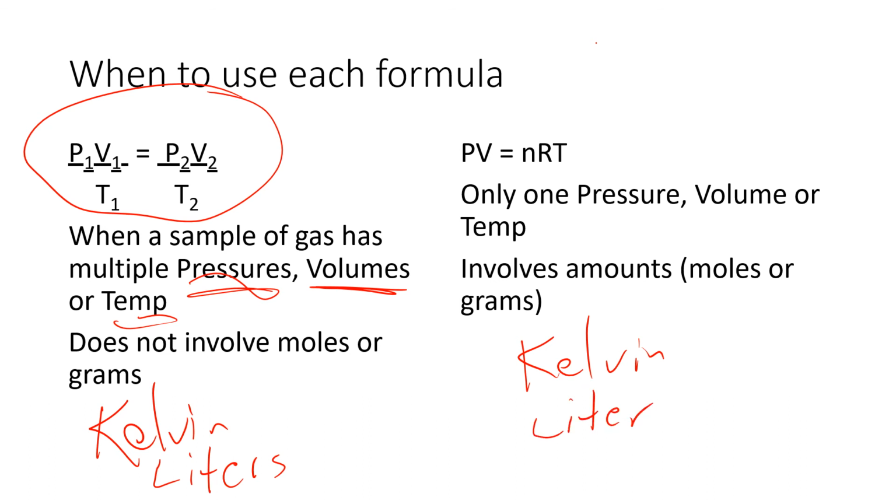So if you're given more than one pressure, you want to use P1 V1 over T1. If you're given only one of each and you're given anything like moles or grams, that's a big hint that you have an N in this equation. If you do not have moles or grams, that's a good hint you're going to use the P1 V1 over T1.